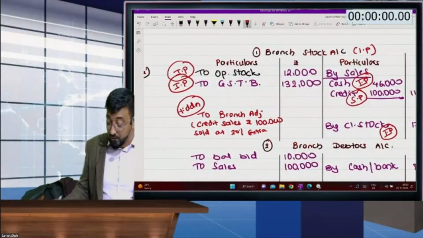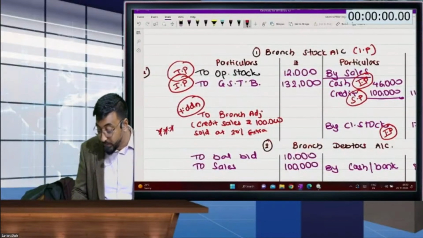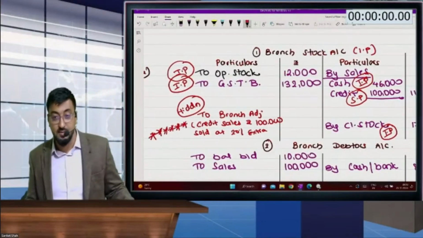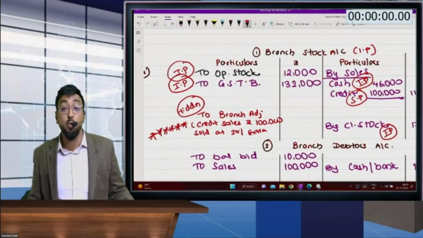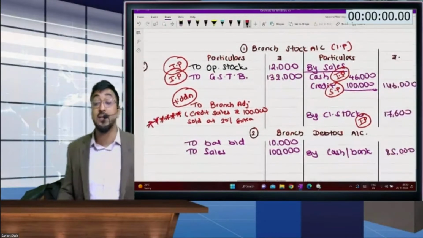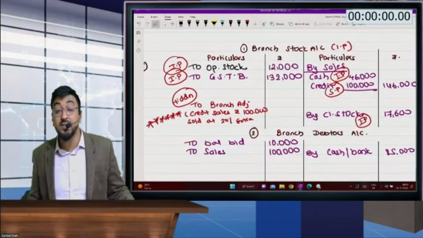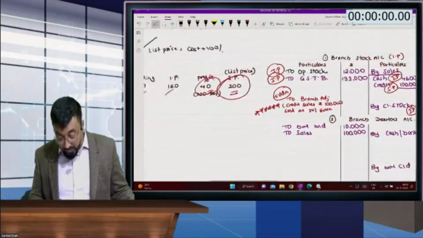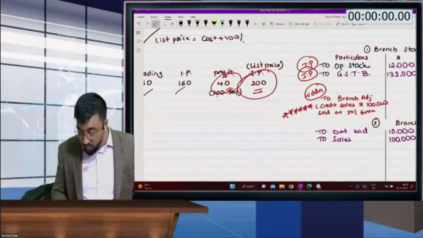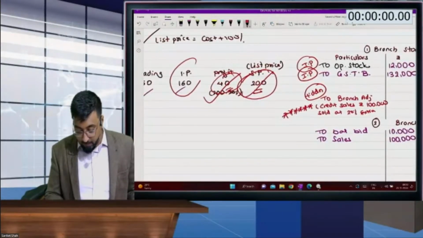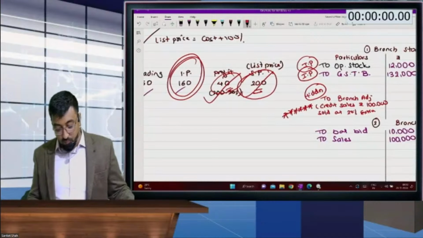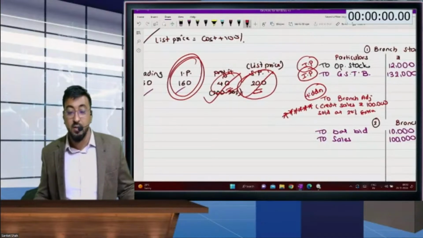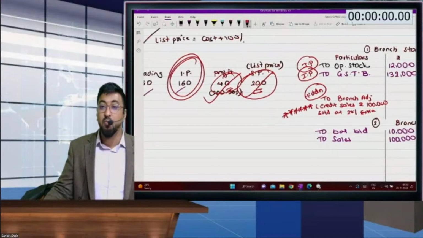Now, this is the most important point of this question. Many students won't understand this. Everything is at invoice price except credit sales. Credit sales is at selling price. So, to make it at invoice price, what do we have to do? 40 upon 200. Okay, so 40 if you eliminate from 200, you will get 160.